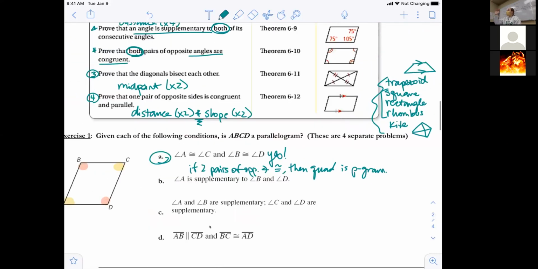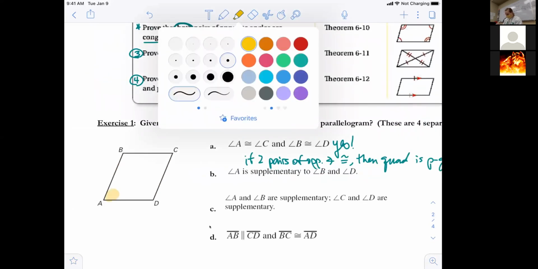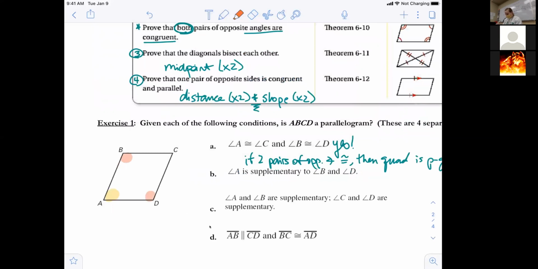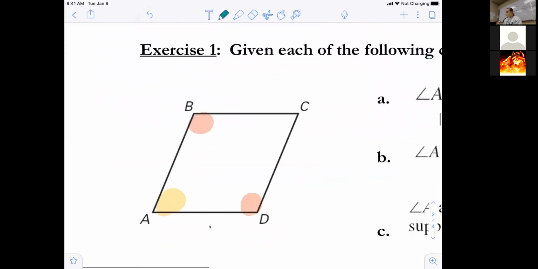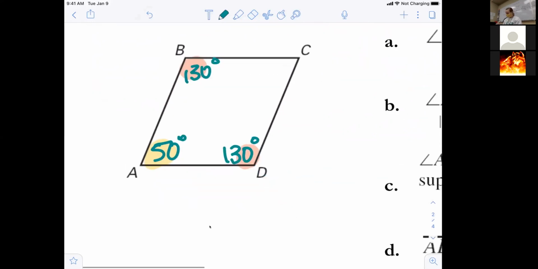All right, so now I'm going to forget letter A existed and we're going to look at letter B independently. Letter B says angle A is supplementary to B and D. So angle A is supplementary to both B and D. If you're not sure, let's put some number values with A, B, and D. Let's say angle A is 50 degrees. What would that make angle D? And what would that make angle B? 130 as well.